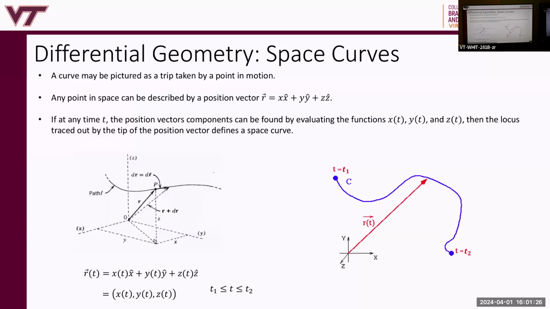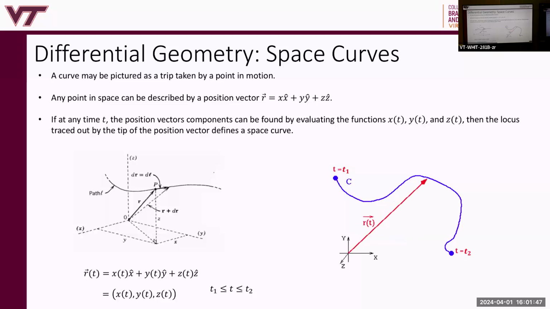Okay. So the first thing we study in differential geometry is space curves. These are trajectories throughout space that a particle could take, parameterized as a function of some parameter, for example, t. So a curve may be pictured as a trip taken by a point in motion.